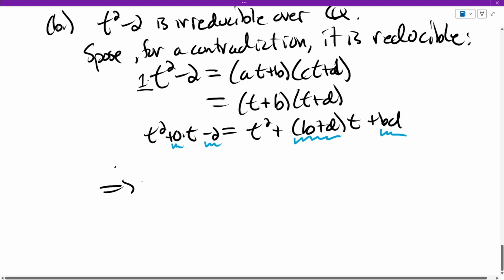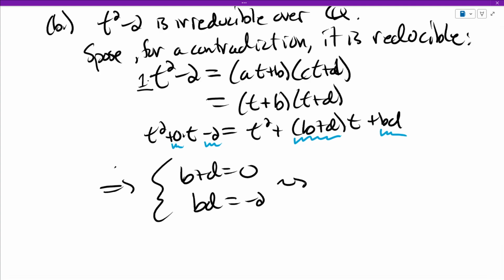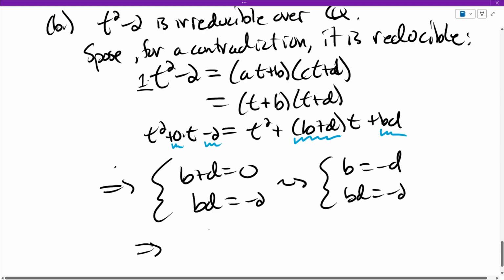So we get a system of equations. b plus d is 0. b times d is negative 2. The first equation is really b is negative d. And we can plug equation 1 into equation 2. So if we plug in b is negative d, I'm going to replace my b with negative d. We still have the d, and that should be negative 2.